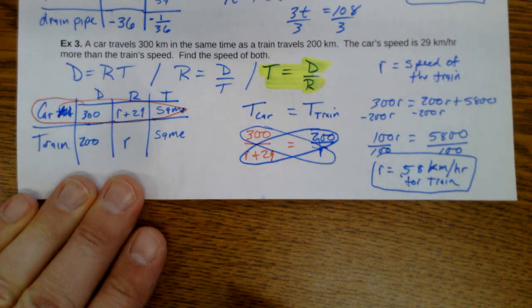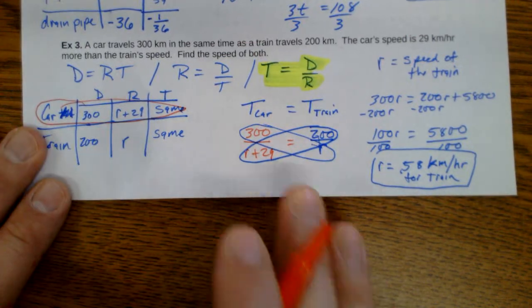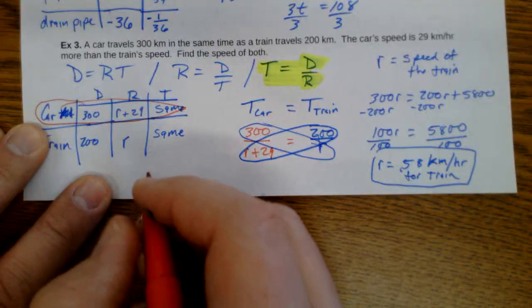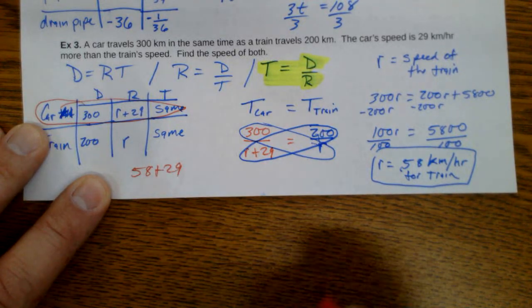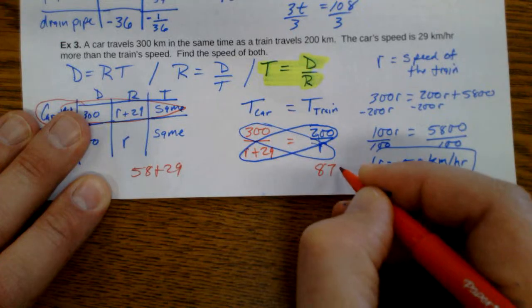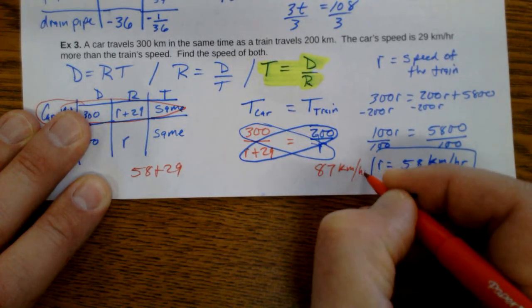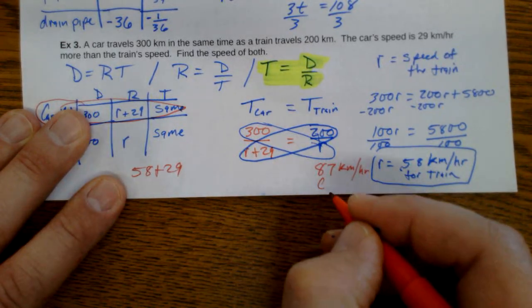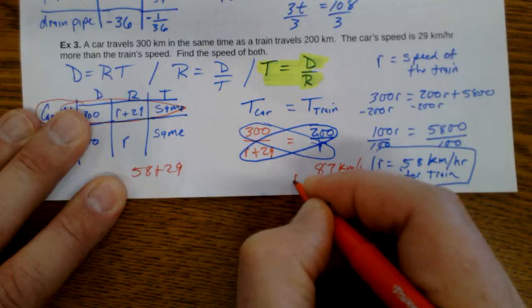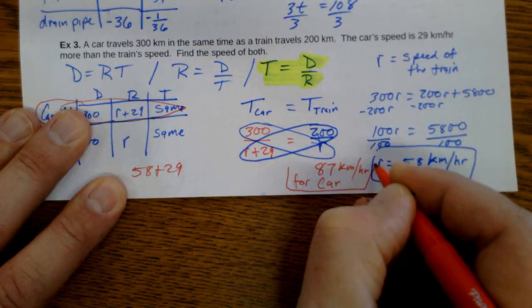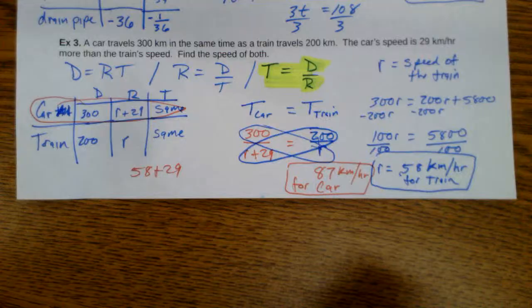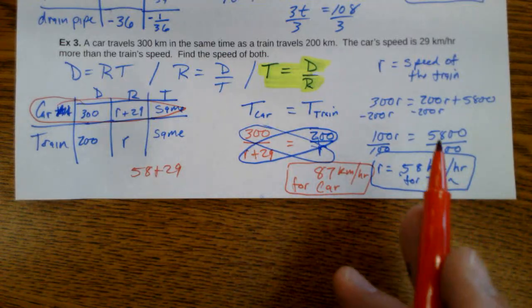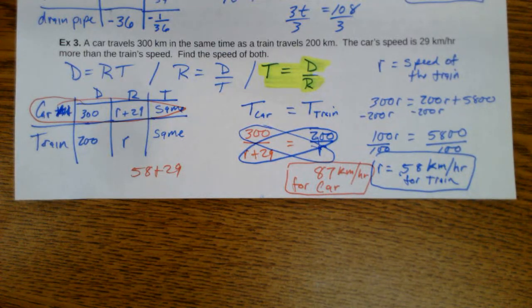So go ahead and plug it in. Go ahead and plug in 58. So over here for the car, I've got 58 plus 29, and we get 87 kilometers an hour for the car. So quiz or test, make sure you answer both questions. Okay, my math lab, you got to make sure you put in the correct one. If they're only asking for one, if they ask for both, make sure you put in both.